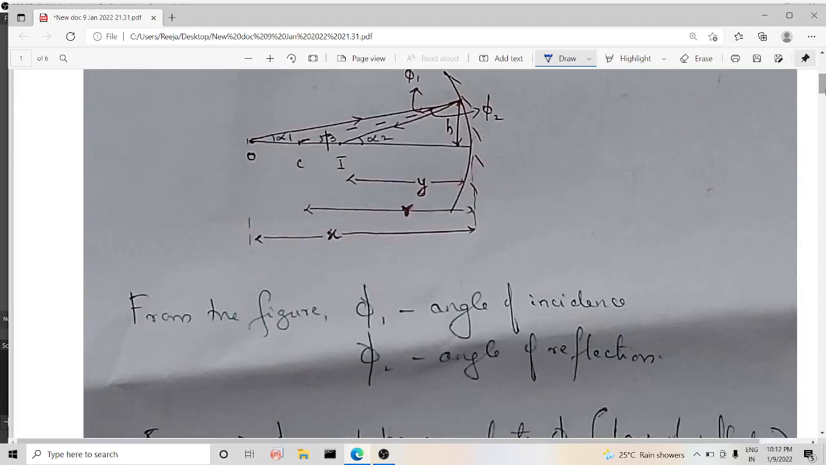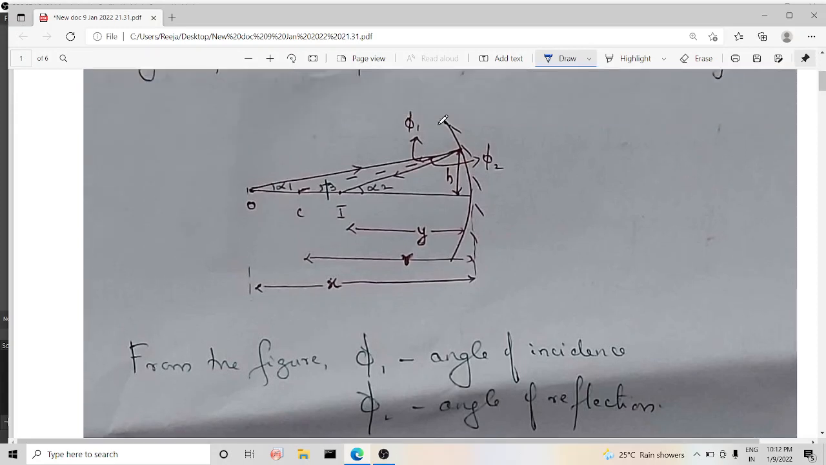What you see here is the spherical reflecting surface, and this is our point object O, and this line here represents the incident ray, and the angle here is phi 1, which represents the angle of incidence. This ray coming back after hitting the mirror surface is the reflected ray, and the angle here, phi 2, represents the angle of reflection.